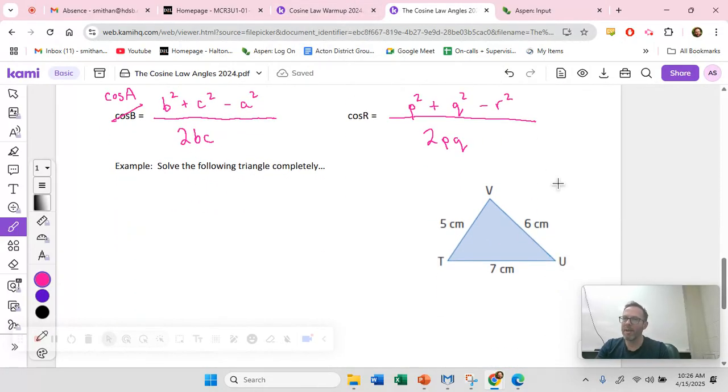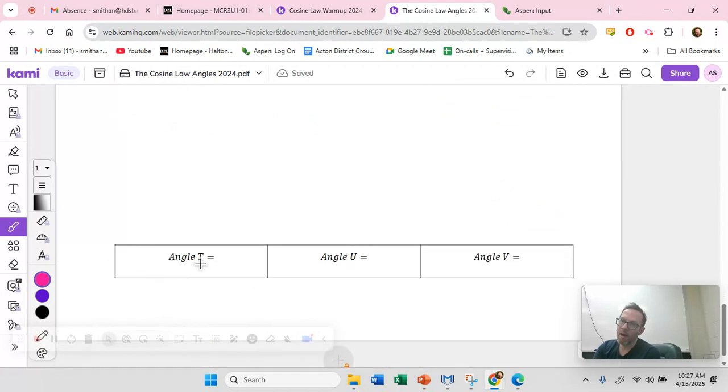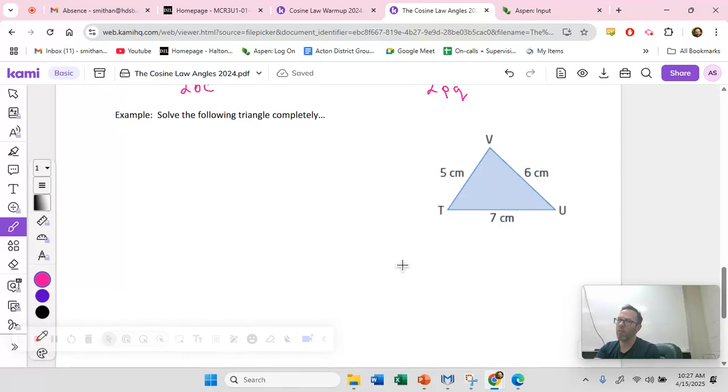We're going to solve a triangle completely. Note we have choice now. This triangle, we have all 3 sides. It doesn't matter which angle you find first. Now, because I've set my table up in the bottom, TUV, why don't we go in alphabetical order? That will ensure that, at least for our lesson, we all get the same values.